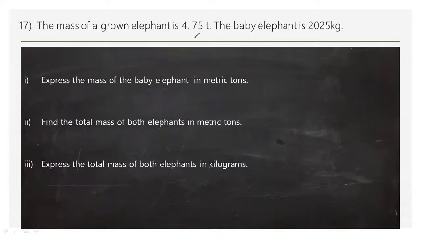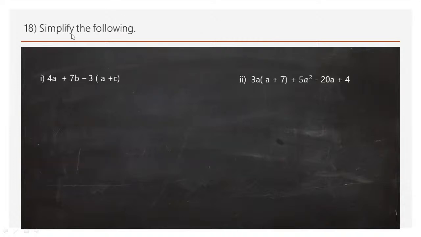Question number 18. Here, 4a plus 7b minus 3 times a, 3a plus, no, minus into plus is minus. Here, minus into plus minus 3 times 3, 3c. Then 4a and minus 3a, a plus 7b minus 3c.